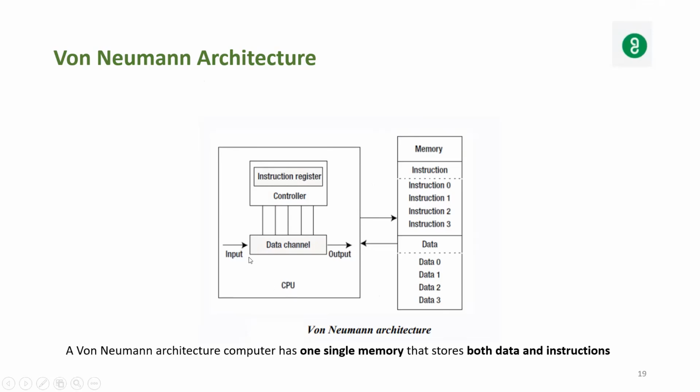In case of von Neumann architecture, it has only one memory. Both data and instructions will be available within the same memory. The CPU will be connected to the memory through the system bus. This is von Neumann architecture.